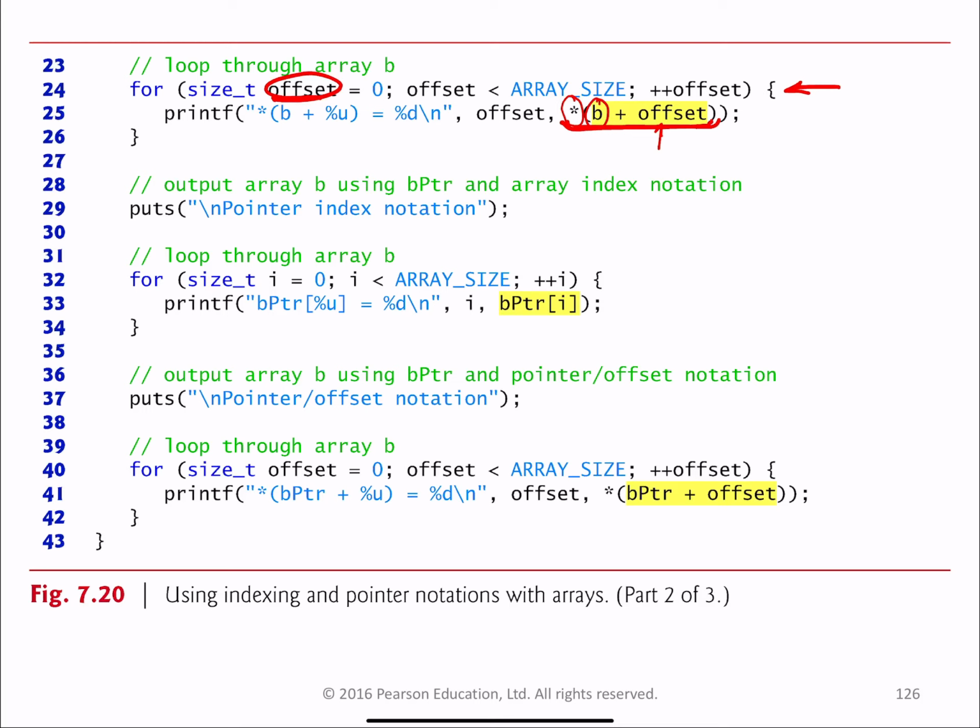Next, we use pointer index notation. And again, a for loop going from 0 to less than 4. And this is the notation we're using over here to access all 4 elements of the array. So you can see we're using the pointer with an index.